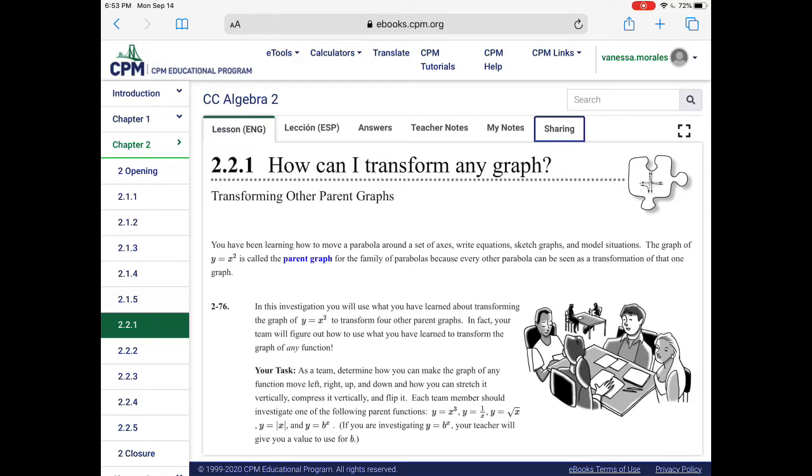So for day 1, we're going to go over 2.2.1, how can I transform any graph? So please push pause so you can read the introduction and read 2-76.